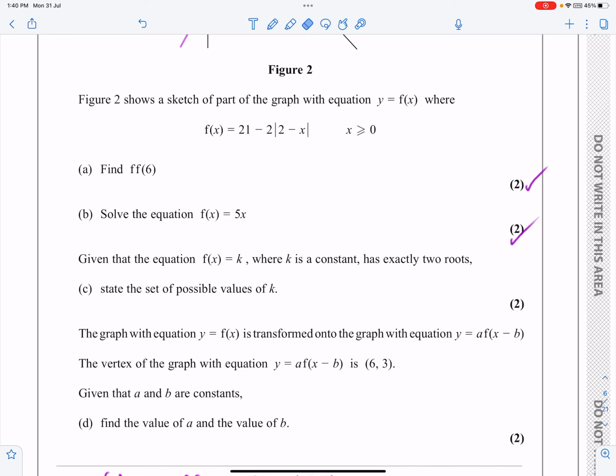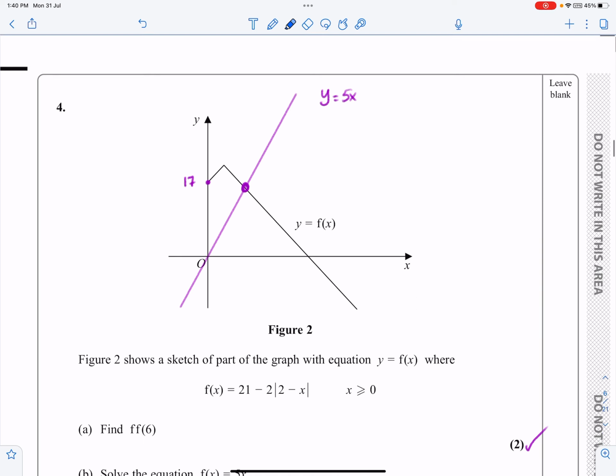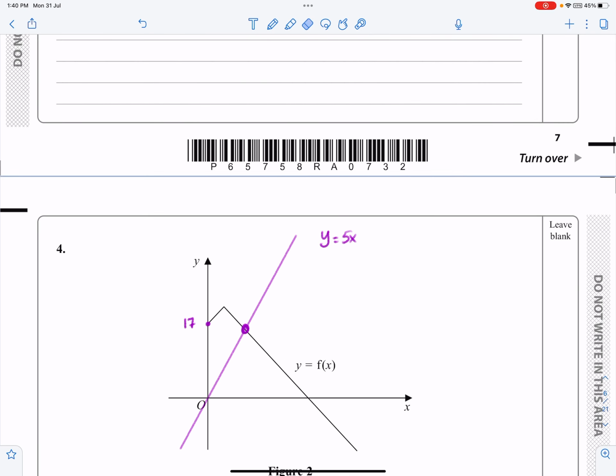Okay, moving on, and as I say, this is a tough question for the marks. I don't mind difficult questions, but I want a few marks for them. This is part C, and it says, now we're given the equation f(x) equals k, where k is a constant. It has exactly 2 roots. What can k be? Right, go back to our diagram. Let's get rid of this for a moment because we don't need it. It's just going to get in the way here. We'll leave the 17 in there though.